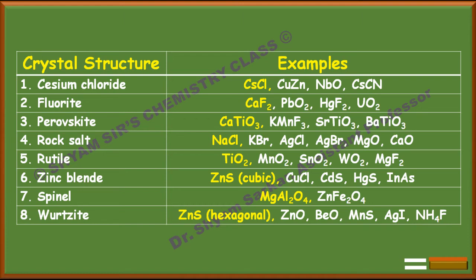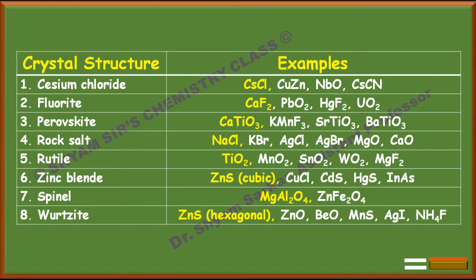So there are two types of ZnS. One is cubic and another one is hexagonal. Cubic means zinc blende and hexagonal means wurtzite. Okay, so there are other examples like CuCl, CdS, HgS, InAs. All these belong to zinc blende structure, that means cubic form.